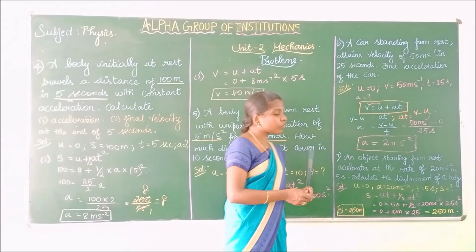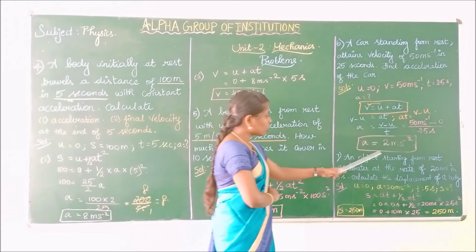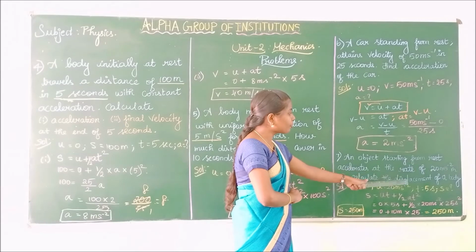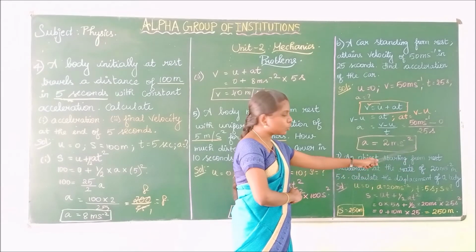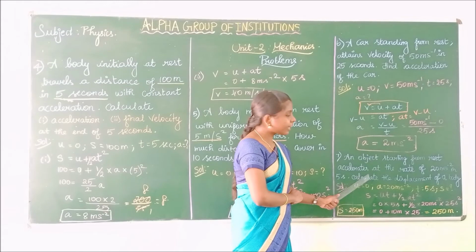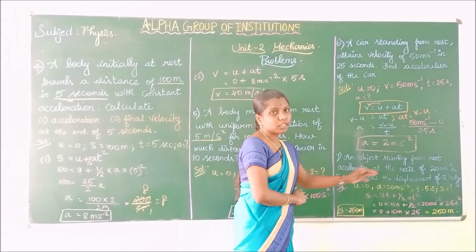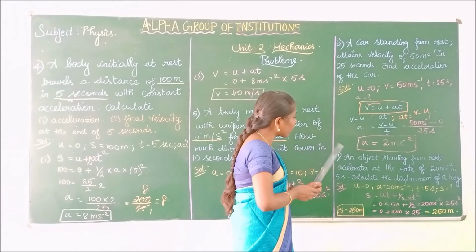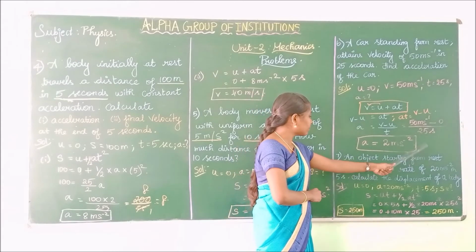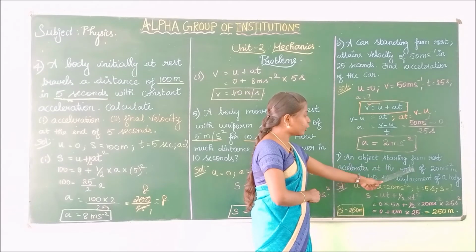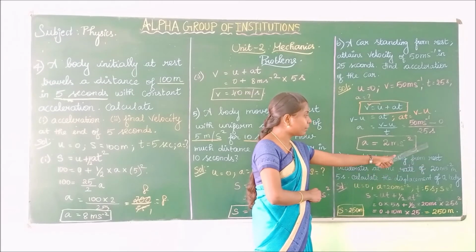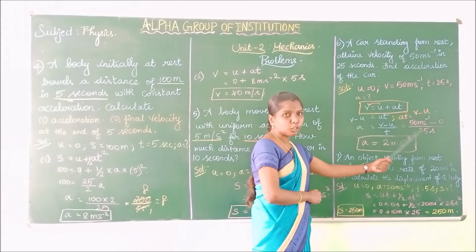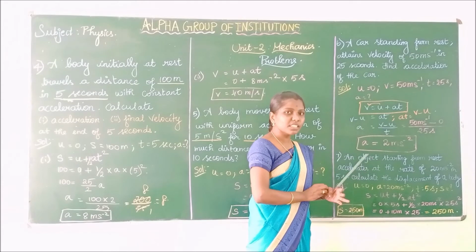I'll read the next question. An object starting from rest accelerates at the rate of 20 meter second power minus 2 in 5 seconds. Calculate the displacement of a body. Displacement is nothing but distance. We have to calculate distance. Okay. An object starting from rest accelerates at the rate of 20 meter second power minus 2 in 5 seconds. Calculate the displacement of the body. We have to calculate the distance.